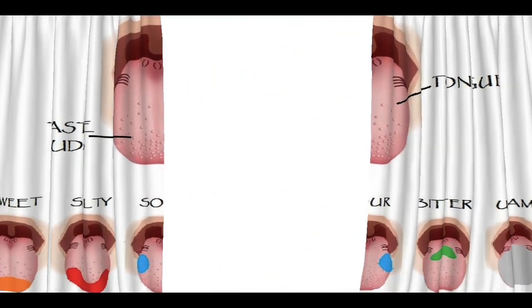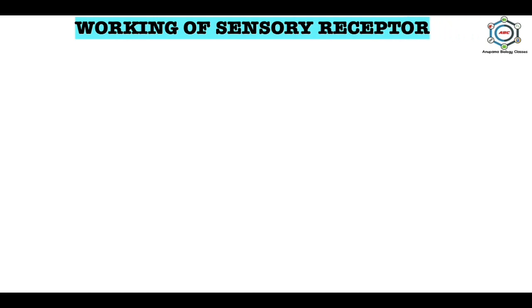Now the working of sensory receptors. There are different sense organs which have different receptors, and these receptors receive particular stimuli and set up appropriate electrical impulses in the nerves. So what is a stimulus? Stimuli are forms of energy like light, sound, pressure, heat, osmotic potential, electric current and chemical changes.